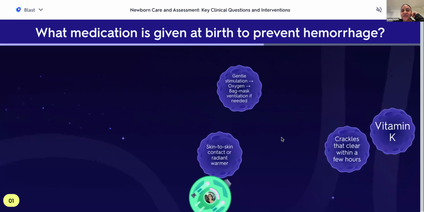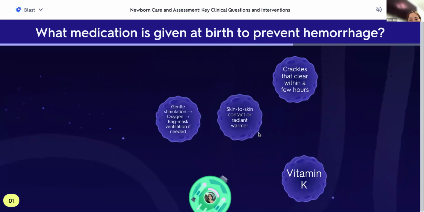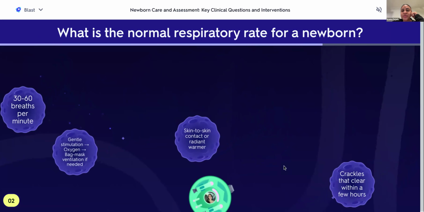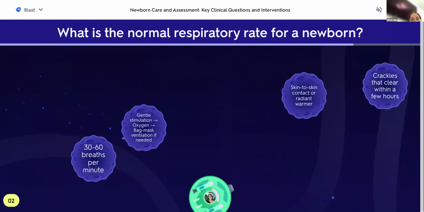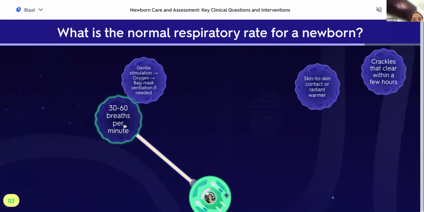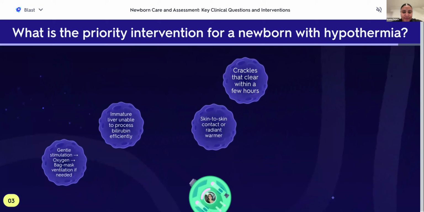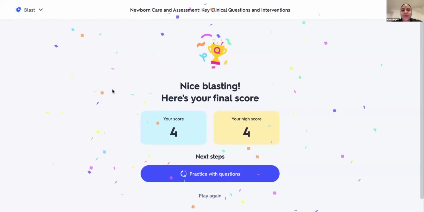What medication is given at birth to prevent hemorrhage? Vitamin K. Yeah. What is the normal respiratory rate for a newborn? 30 to 60 breaths per minute. What is the priority? Oh, we just did this one. That's okay, do it again. It's very important. What is the priority? Intervention for hypothermia? Well, skin to skin, yeah.